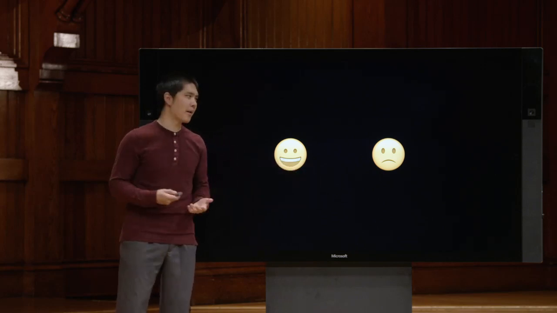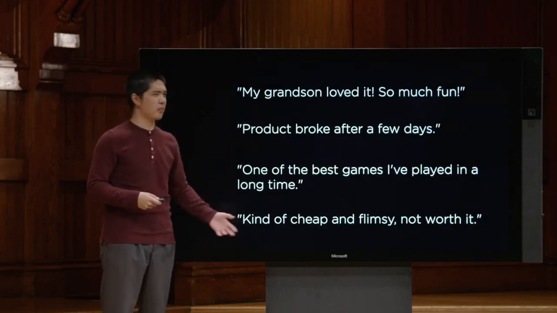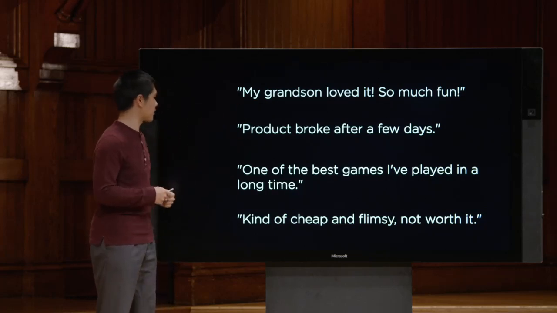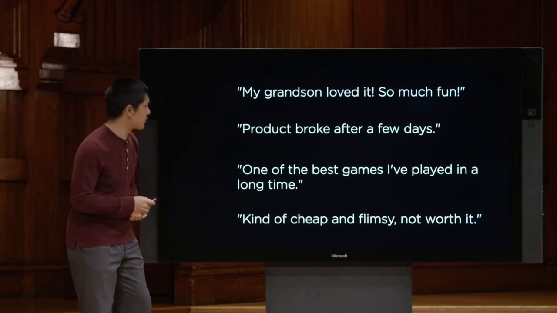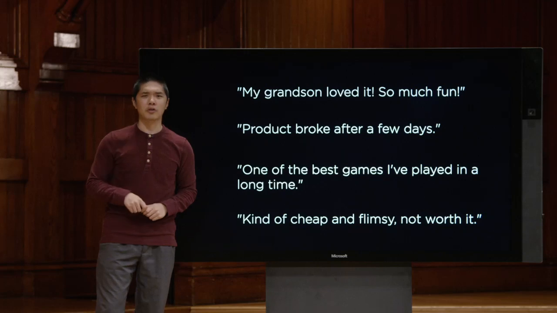And so how might we do that? This comes up in situations like product reviews, where we might have a bunch of reviews for a product on some website. My grandson loved it, so much fun. Product broke after a few days. One of the best games I've played in a long time, and kind of cheap and flimsy, not worth it. Here's some example sentences that you might see on a product review website.